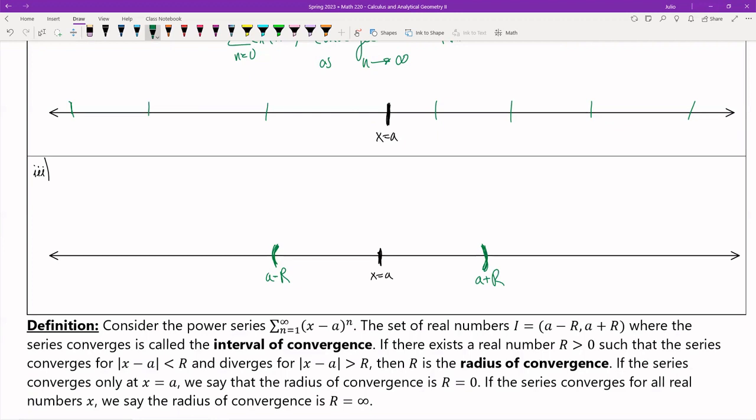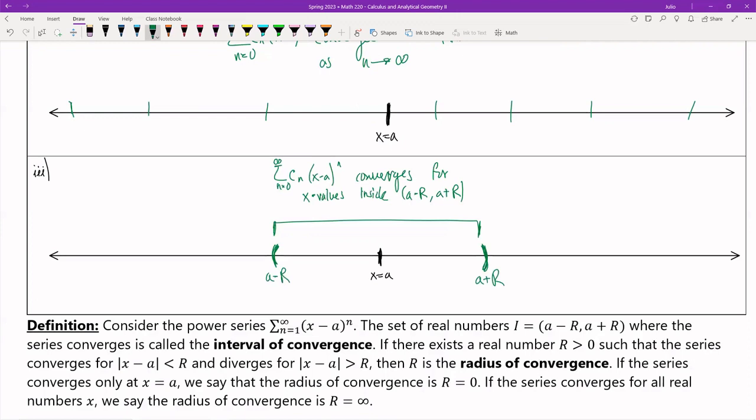Such that inside of here, the sum n equals 0 to infinity of c_n (x minus a)^n converges for x values inside this interval, a minus R, a plus R.